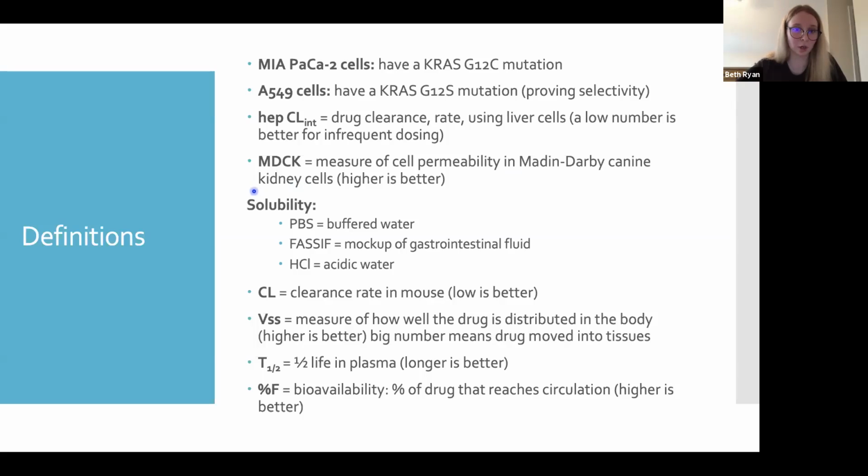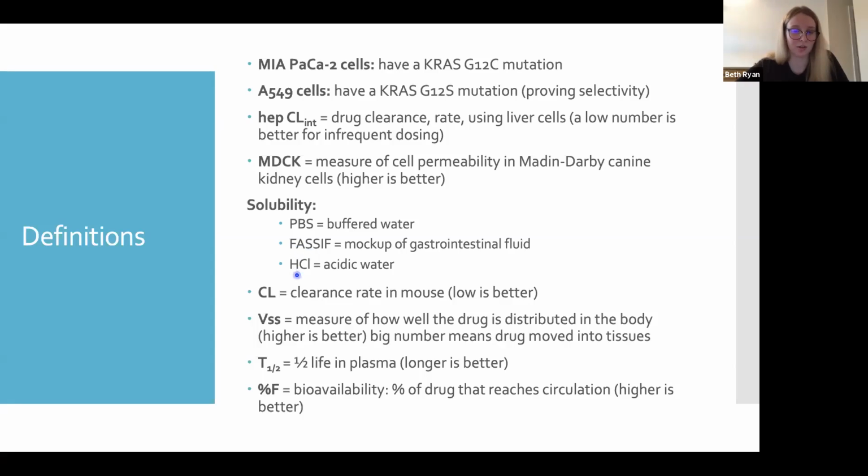And then they do a few solubility tests. So these are just what each individual solvent means. PBS is a phosphate buffered solution. It's just buffered water. FASIF is a mock-up of gastrointestinal fluid. So this just means that since these compounds are administered orally, they have to be able to pass through your stomach acid and into your intestines in order to be digested and dispersed into your bloodstream. So obviously they have to be able to survive in that environment.